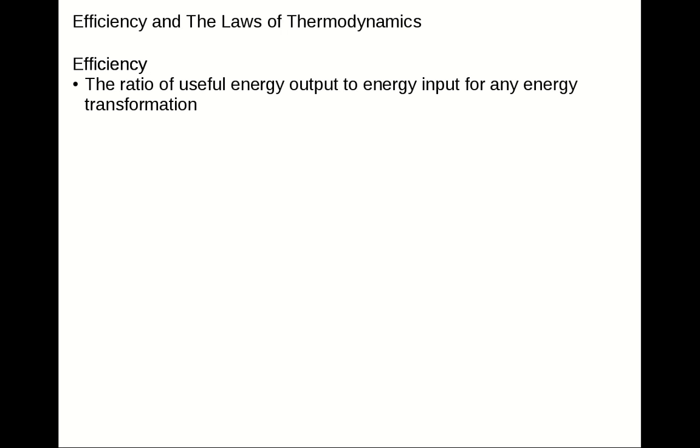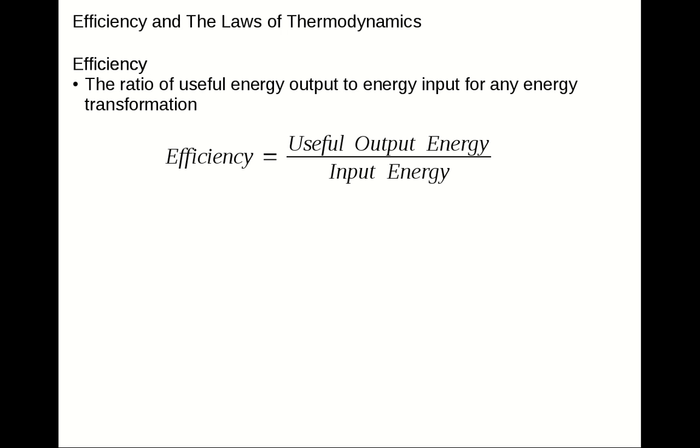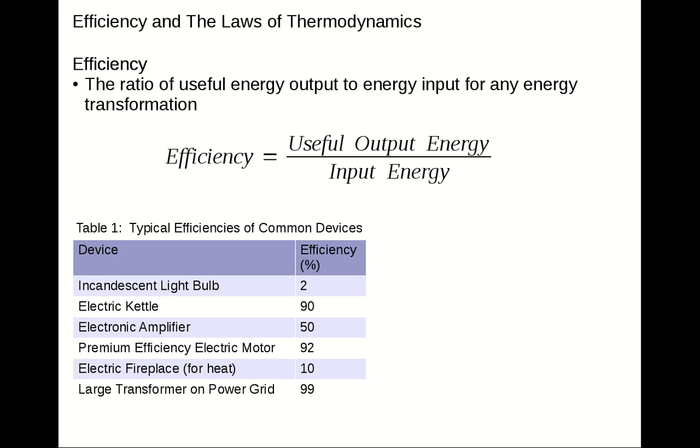So any device that we use, any energy related system. And we can write it using this formula: efficiency equals useful energy output over energy input or input energy. And typically we do this for machines. Here are some common machines or devices and some typical efficiencies for those.